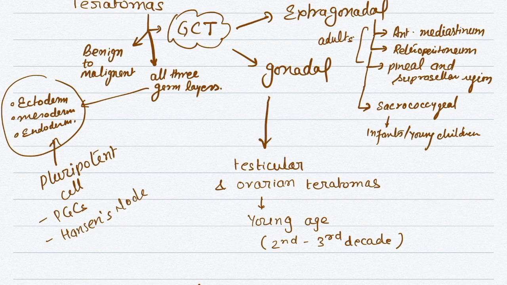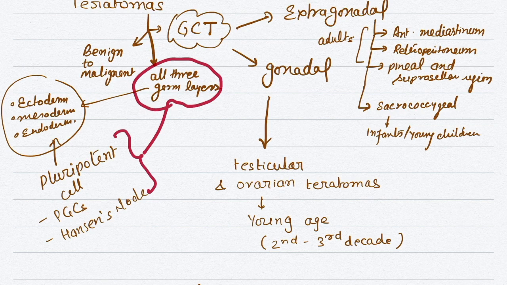Today we are going to discuss teratomas. Teratomas are benign or malignant germ cell tumors which are derived from pluripotent stem cells like primordial germ cells or cells from Hensen's node of the primitive streak. From these pluripotent stem cells, all three germ layers are formed, namely the ectoderm, mesoderm, and endoderm.